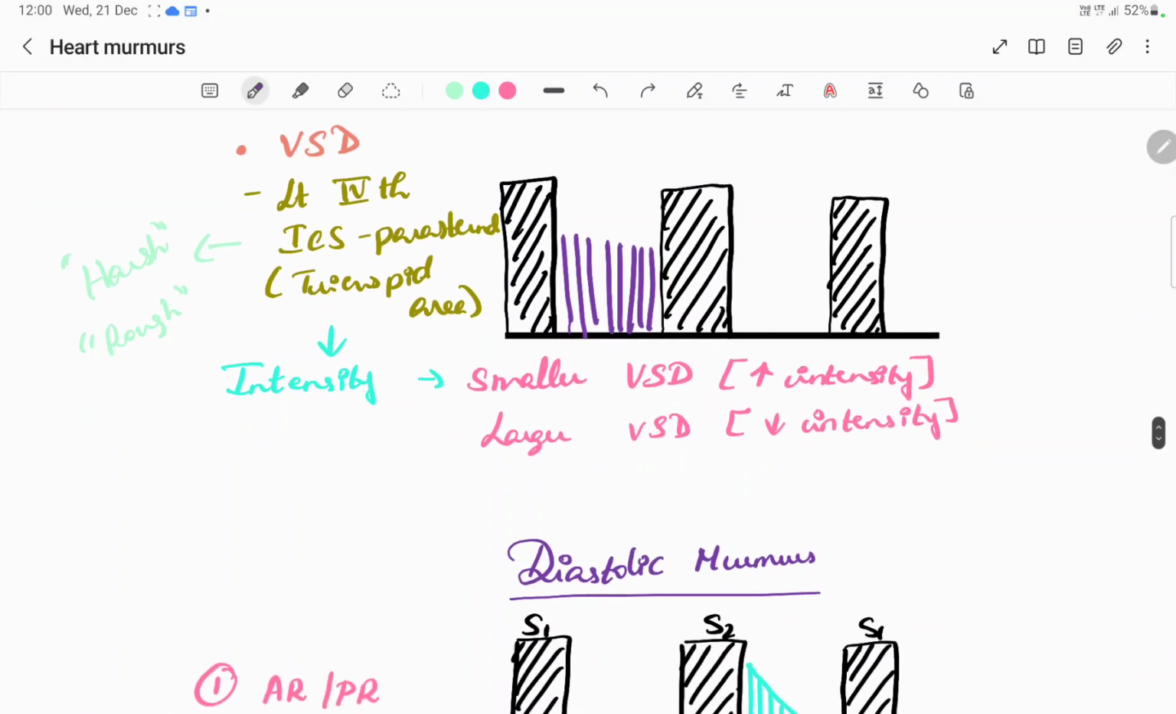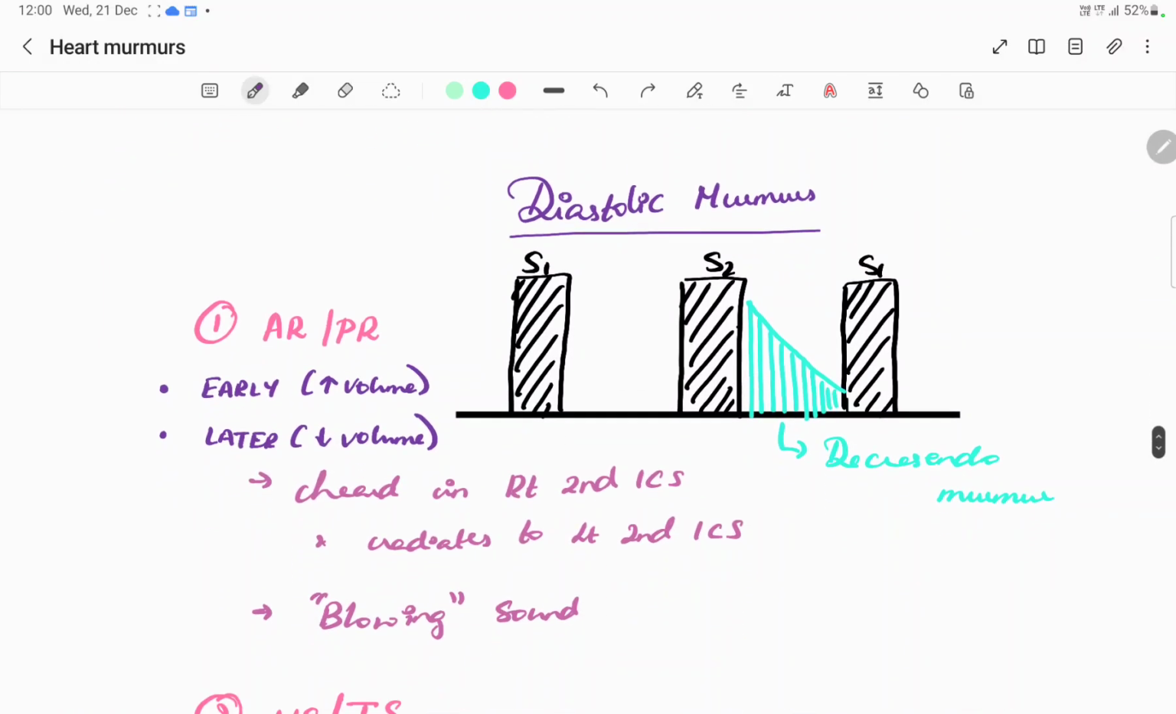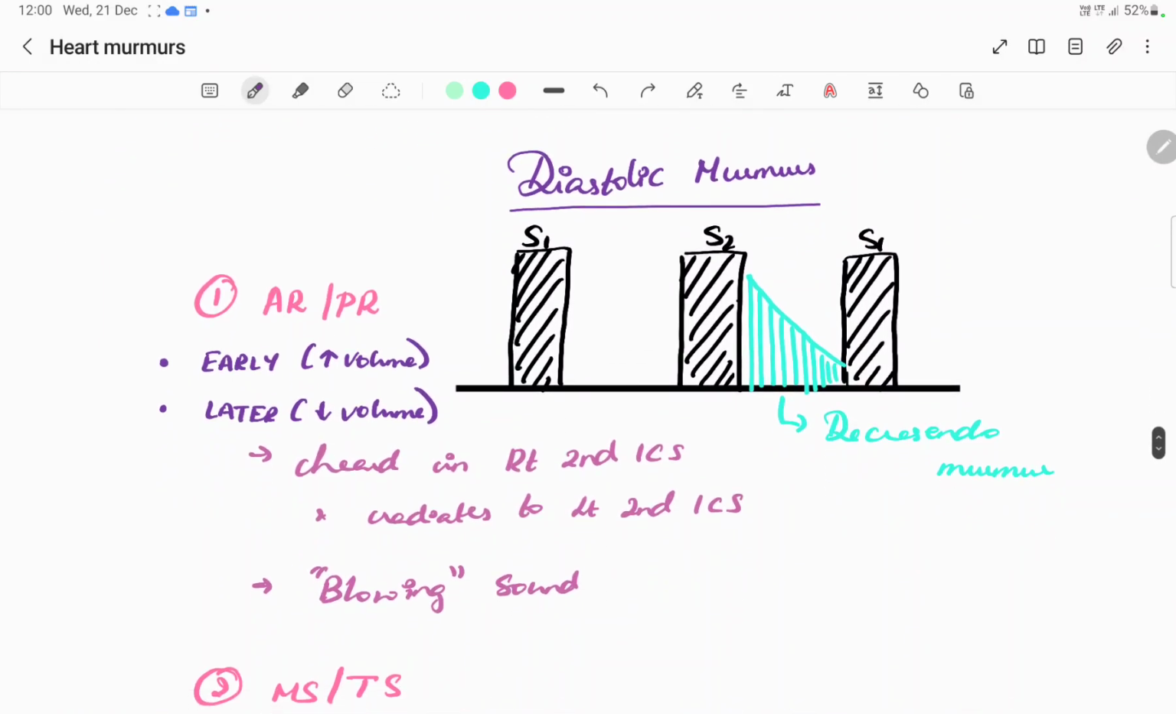Coming to ventricular septal defect, that is in the left fourth intercostal space, parasternal tricuspid area. So that is going to be harsh and rough. We already saw that with a smaller VSD, intensity is going to be high. If there's a larger VSD, intensity is going to be low. Okay. That was about the systolic murmurs.